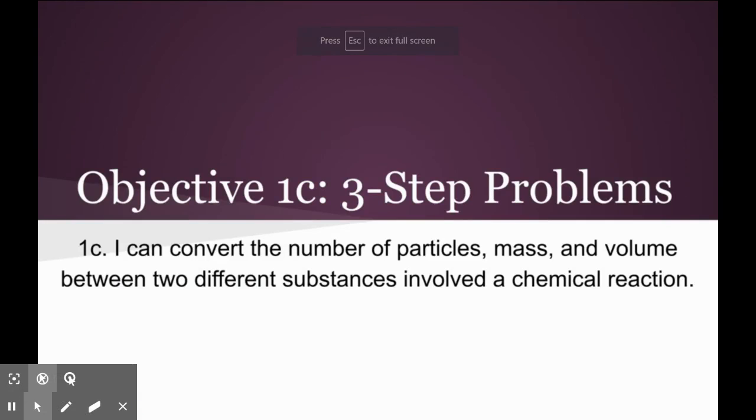Hello, this is Mrs. Decker, and this is Objective 1C. In this lesson we're going to do three-step problems. So we're going to convert between number of particles, mass, and volume between two different substances involved in a chemical reaction in three-step processes now.